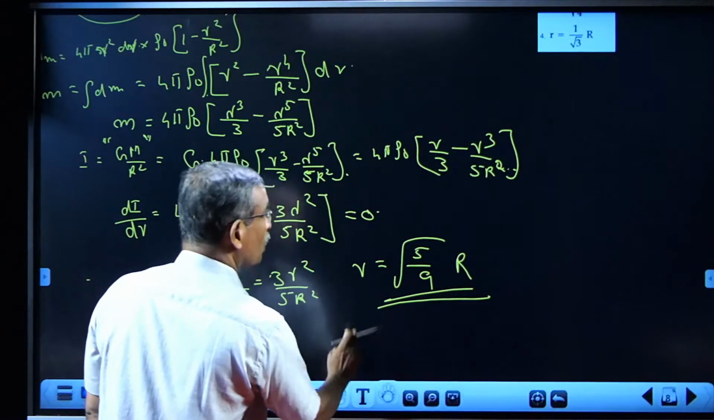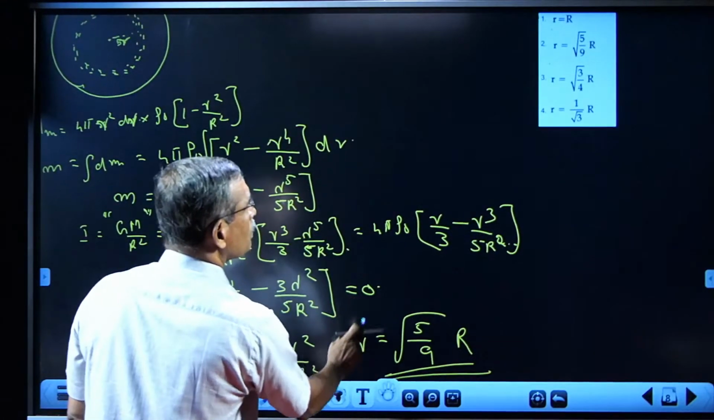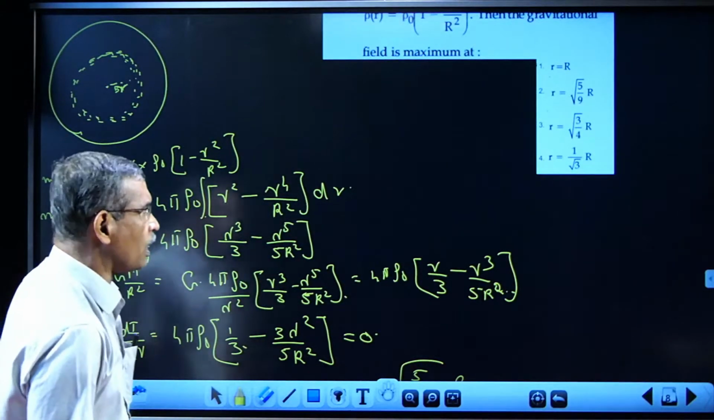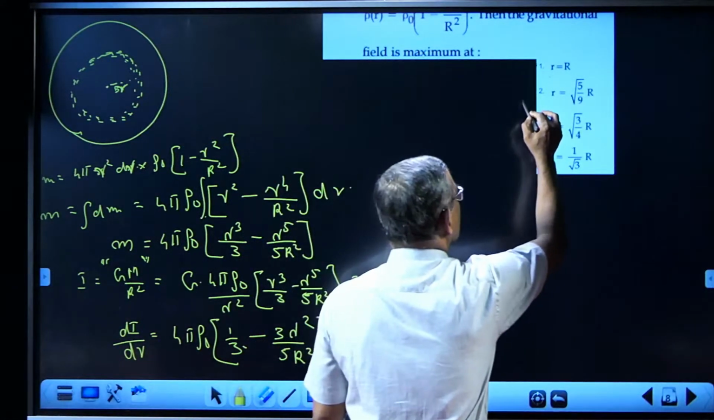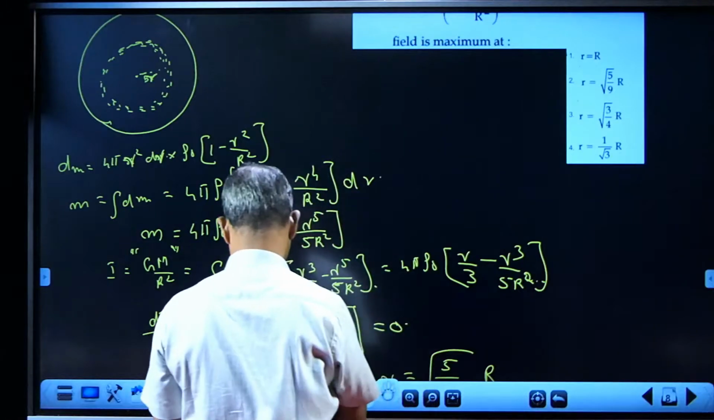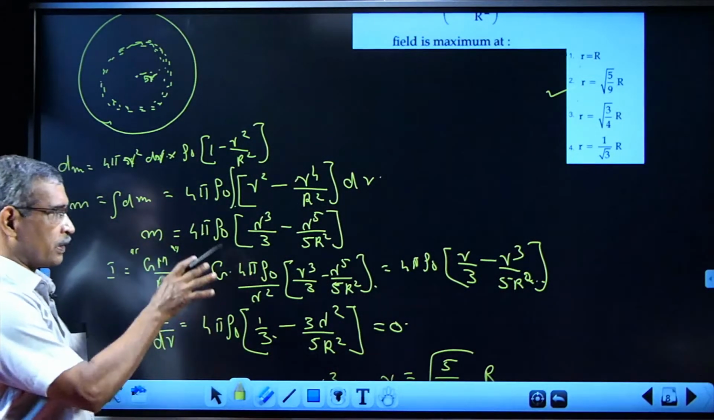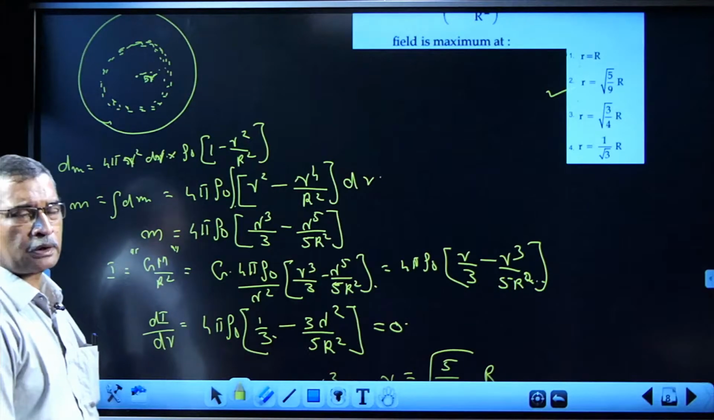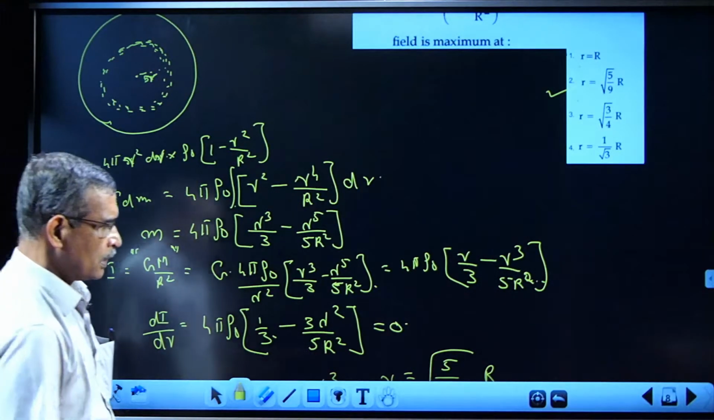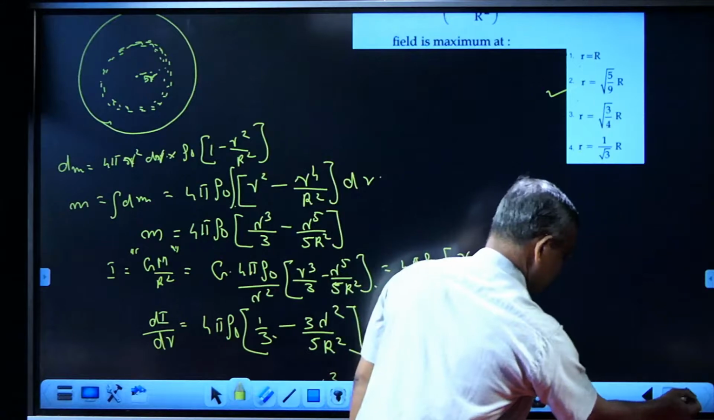Now going through our options, root of 5/9 R is option 2. The answer is 2. If you grade it, it is a difficult question, definitely a difficult question. Yes, next question.